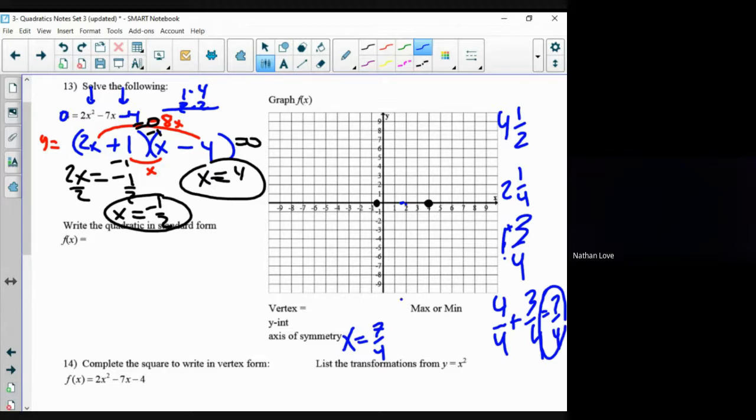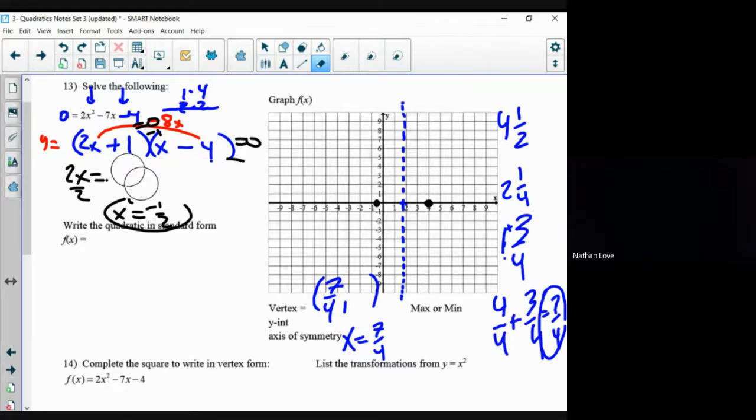All right. So right here is your axis of symmetry. Well, my vertex is what? We said 7/4. Now what? What do you do with the 7/4? You gotta plug it in. Oh my gosh. This problem is horrid. Possibly. All right, now, guys, it's not too bad.